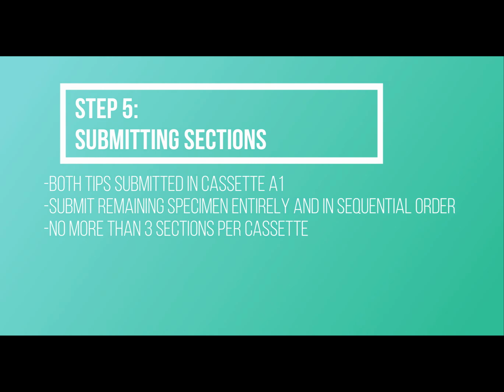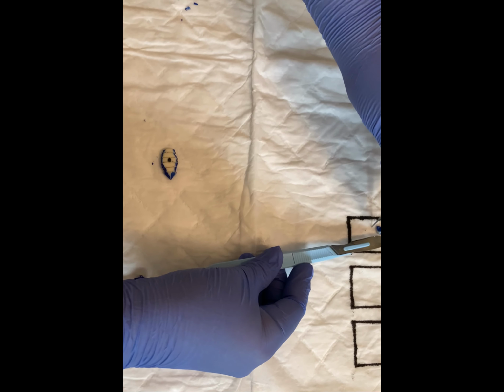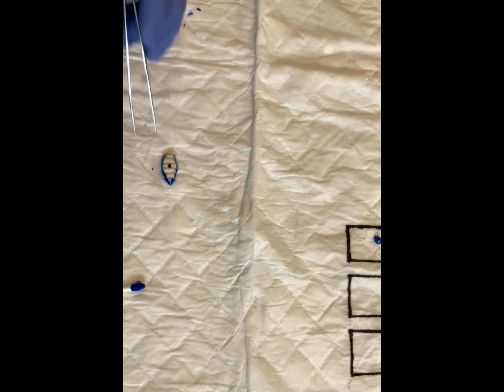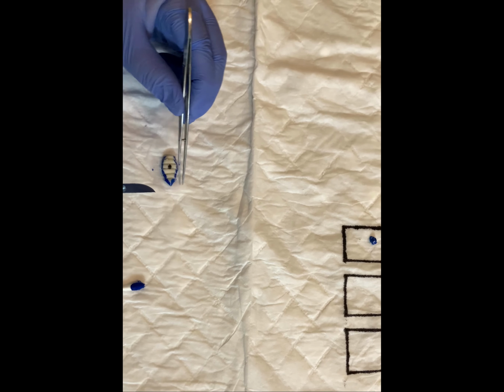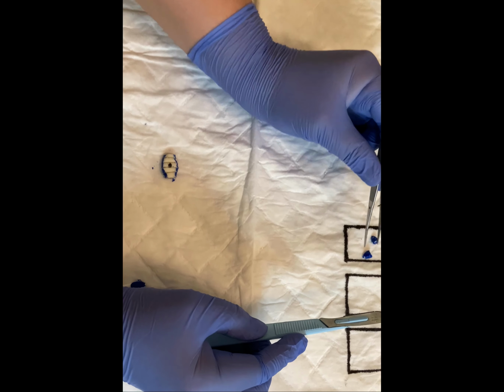Step 5. Submitting sections. The tips of the specimen will both be submitted in cassette A1. The tips of the specimen should be submitted face down to demonstrate both the skin surface and the margins, and to relate to the histotech how you want the specimen embedded.